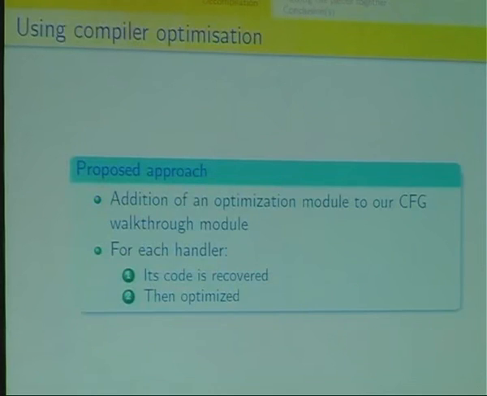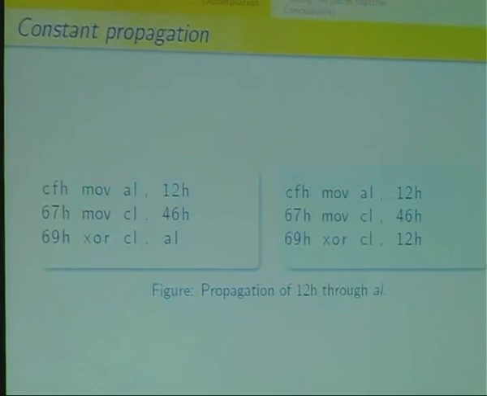So the approach we proposed in this first part to break the obfuscation was to add an optimization module to our control flow graph module. So for each of the handlers of the virtual machine, we will recover its code automatically and optimize it on the fly. In order to do that, we have implemented a few very classical optimization methods from compilers.